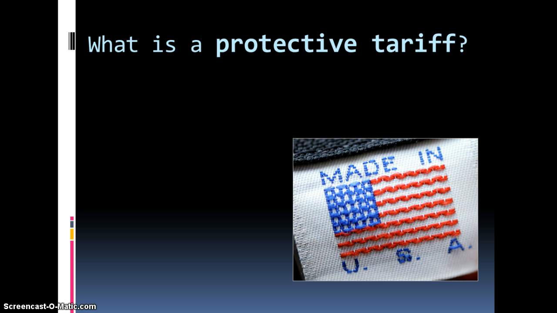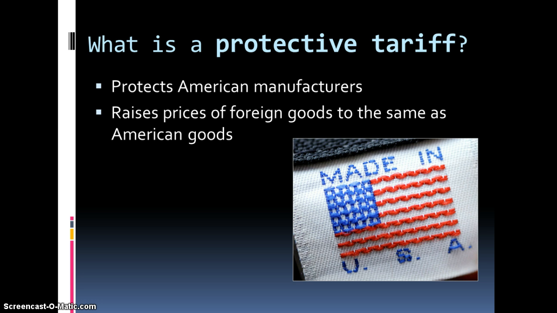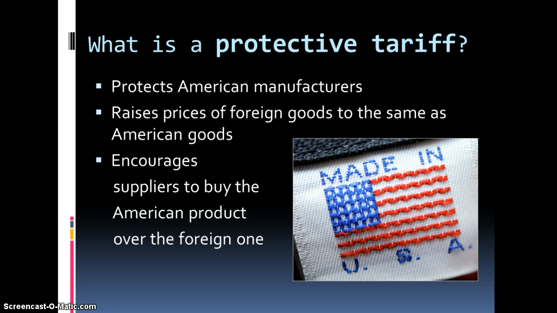A protective tariff was used during antebellum time, and it's a very important tariff to learn, so please take notes carefully. It protects American manufacturers. So when you hear protective, think protects American manufacturers. Because it raises the price of foreign goods to be the same as American goods. And that means it's going to encourage suppliers to buy the American product instead of the foreign one.